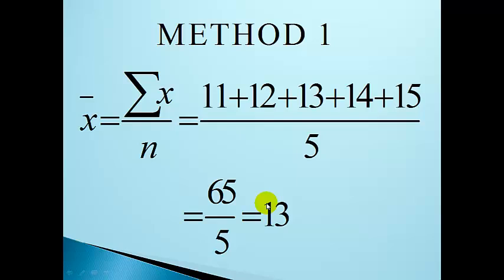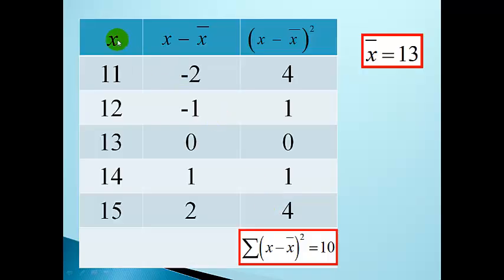Now we proceed. From the table, we have the x values. Then we have x minus x bar. So we have 11 minus 13, that is minus 2. We have 12 minus 13, that is minus 1. 13 minus 13, that is 0. We have 14 minus 13, that is 1. 15 minus 13, the answer is 2.